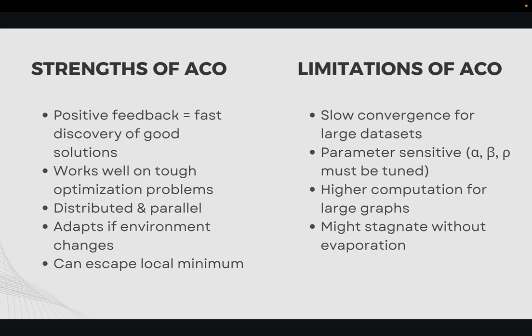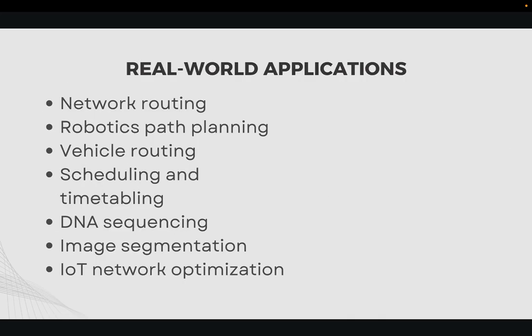Limitations, it may have slow convergence, especially for large data sets. Ant colony optimization is parameter sensitive. It requires high computation for large graphs. Without proper evaporation, the system may stagnate and stop improving. The next is the real world applications: network routing, robotics path planning, vehicle routing and logistics, scheduling and timetabling, DNA sequencing, image segmentation, IoT network optimization.